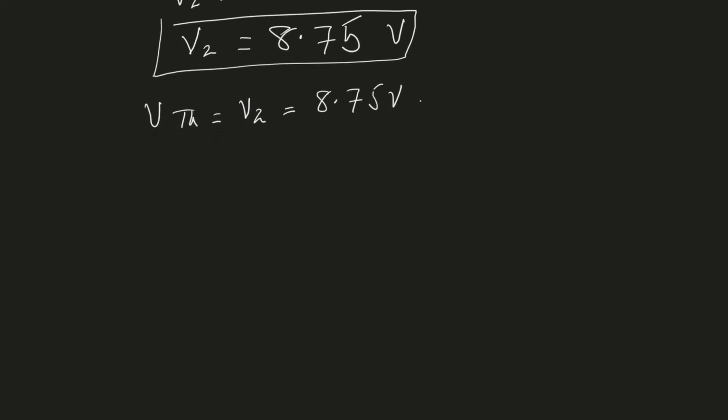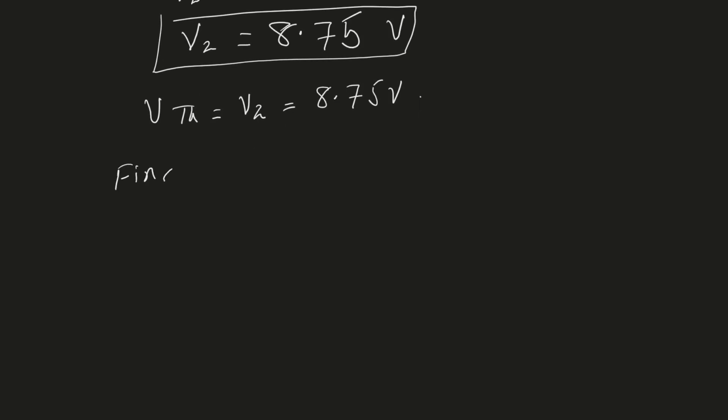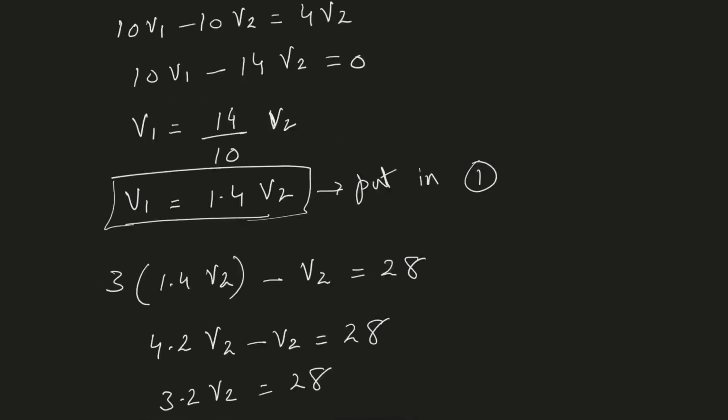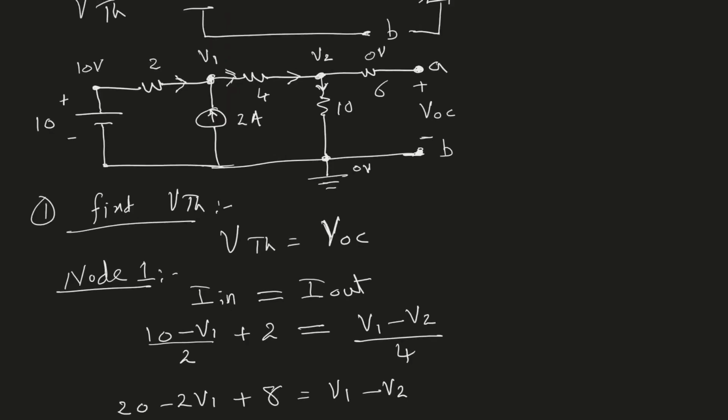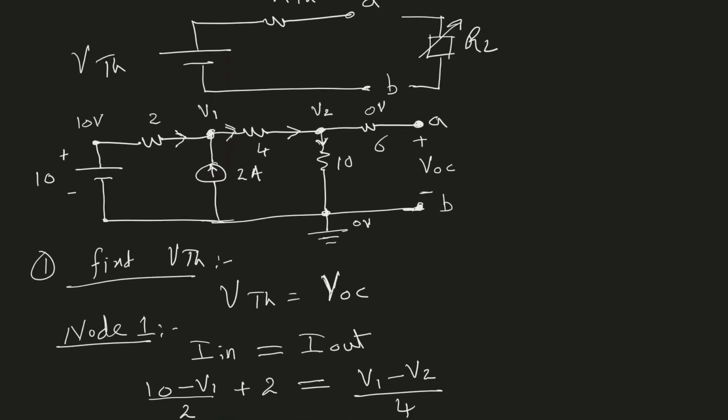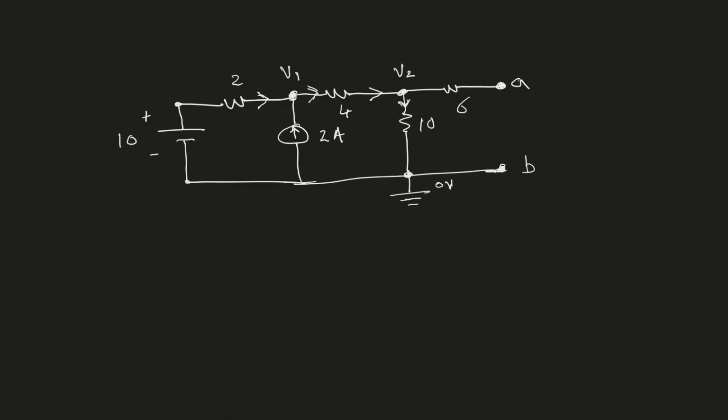Now the next step is to find the Thevenin resistance, RTH. To find the RTH, we need to turn off all the supplies. So let me copy this circuit. We need to turn off the independent sources. This 10 volt is an independent voltage source, and this 2 ampere is the independent current source. So we need to turn off both of them.